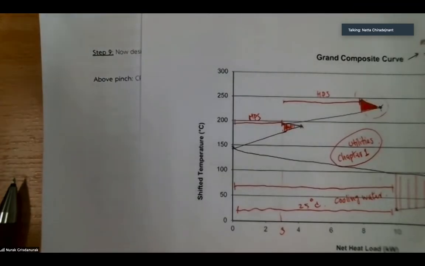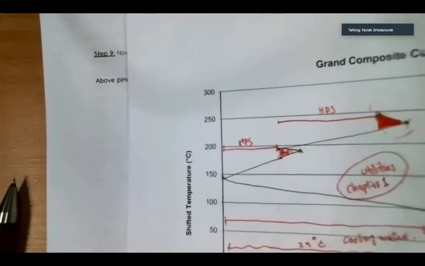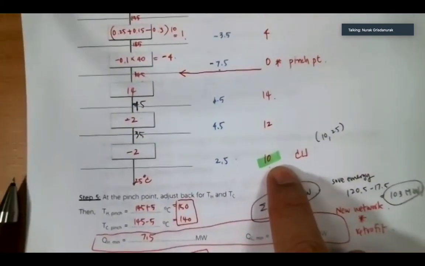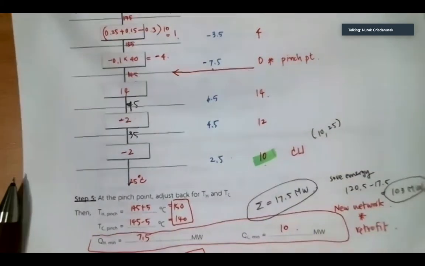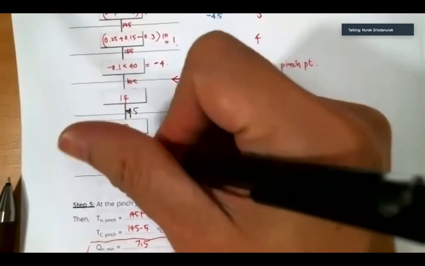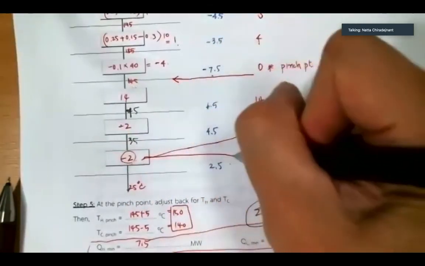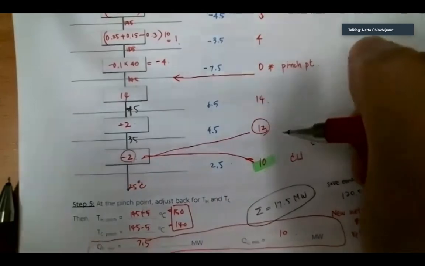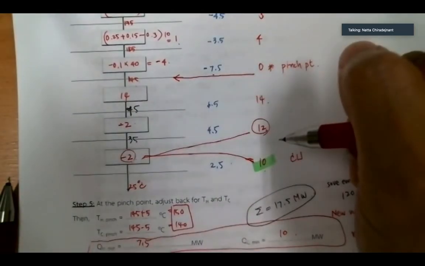Ajahn, I have a question. It's regarding how you got 10 as the cold utility. Is it always the number at the bottom that you choose? Oh, you mean 10 megawatt, right? You mean this one? This comes from the combination between 10 and minus 2 right there. But I'm just wondering why do we choose 10 for the cold utility?